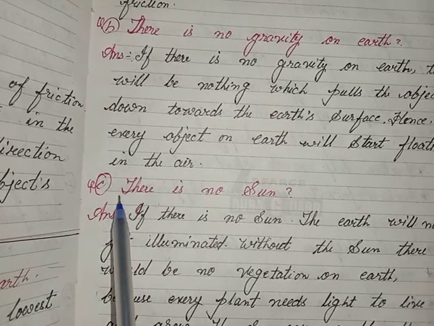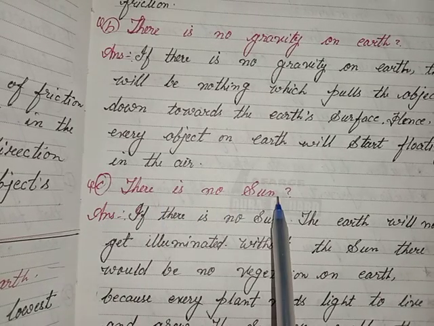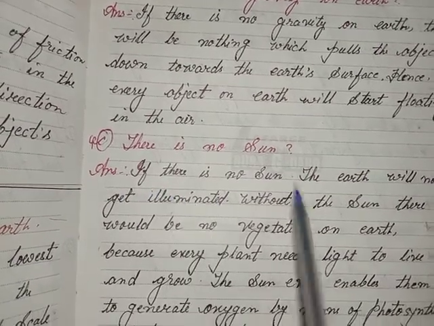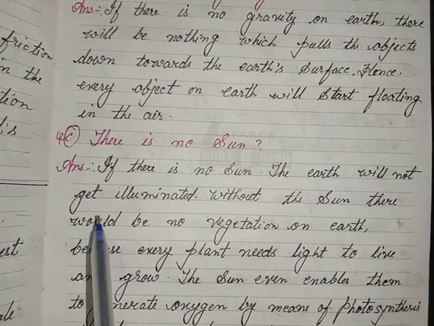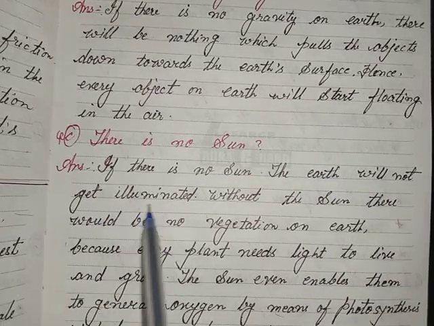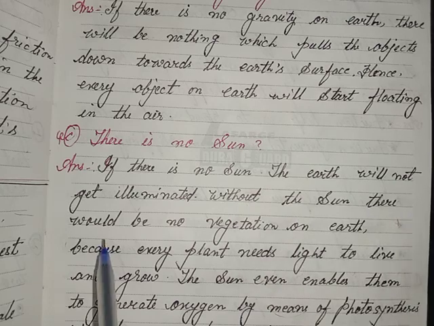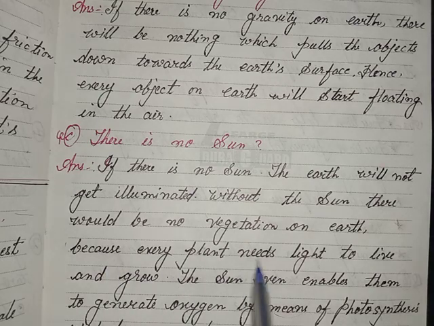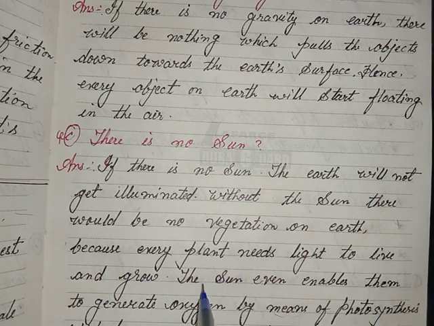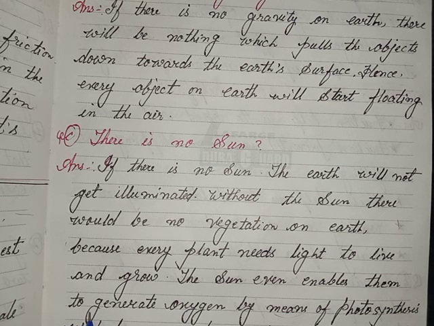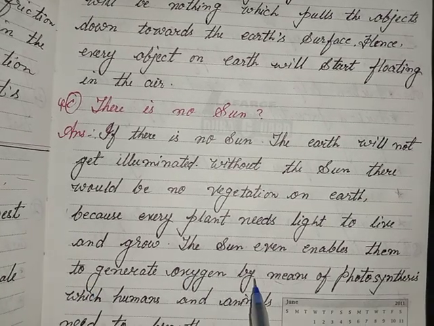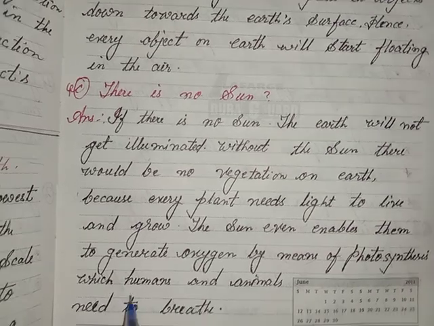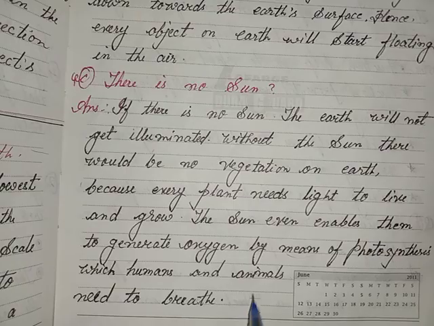C. There is no sun. Answer: if there is no sun, the Earth will not get illuminated. Without the sun, there would be no vegetation on earth, because every plant needs light to live and grow. The sun even enables them to generate oxygen by means of photosynthesis, which humans and animals need to breathe.